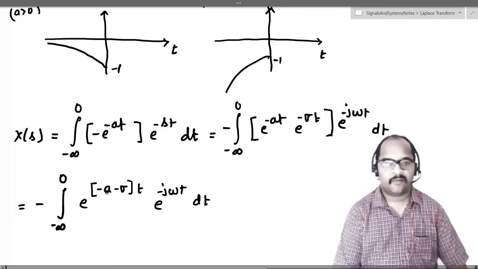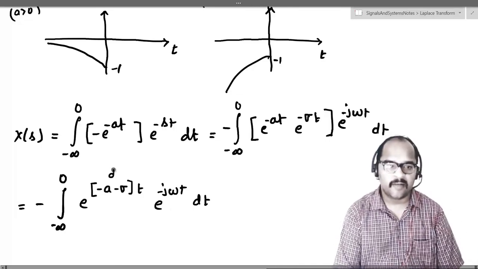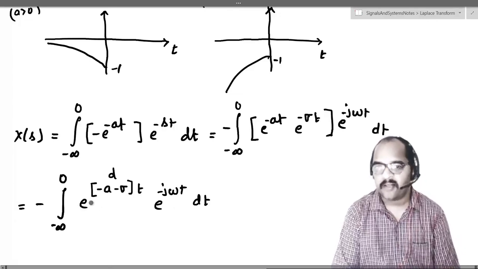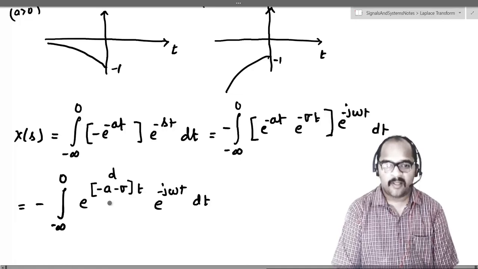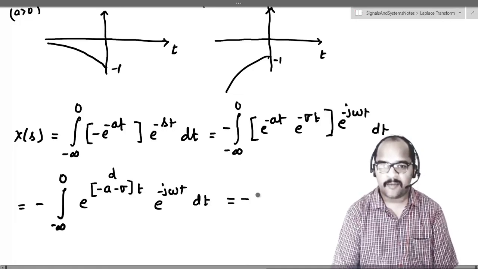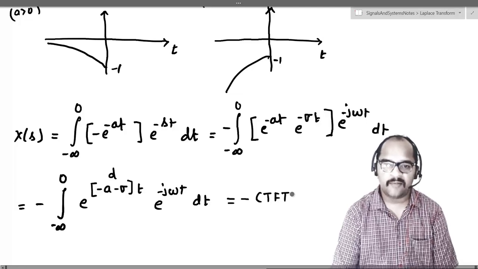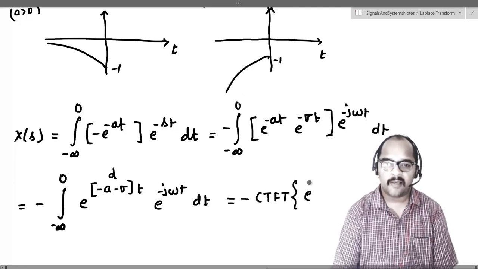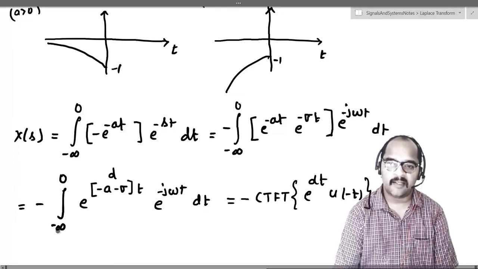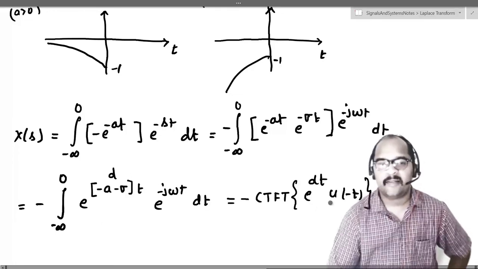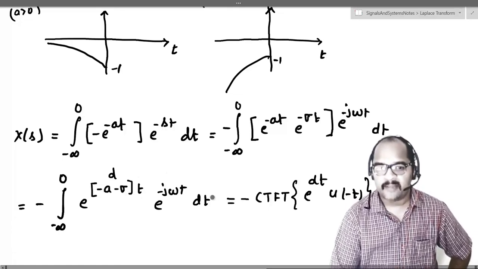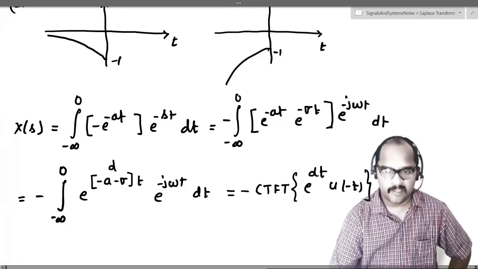Let us assume the term inside the square bracket to be some d. So how is that looking now? That is looking like minus CTFT of which signal? E power d t u of minus t. Correct. Why? The integral is from minus infinity to 0, so you get u of minus t. Minus a minus sigma, we assume it to be d.